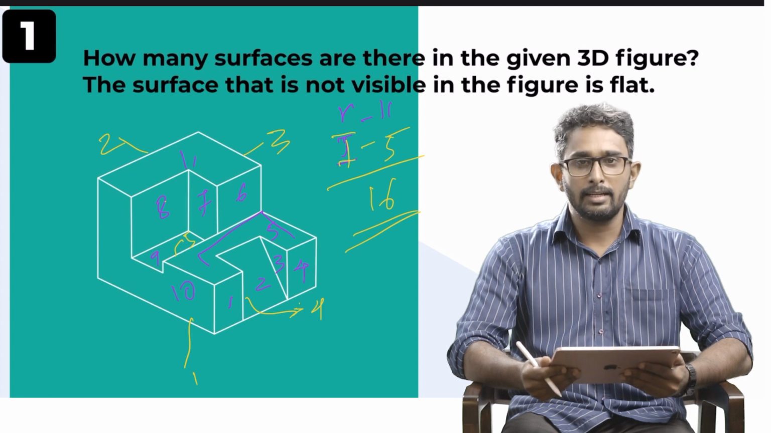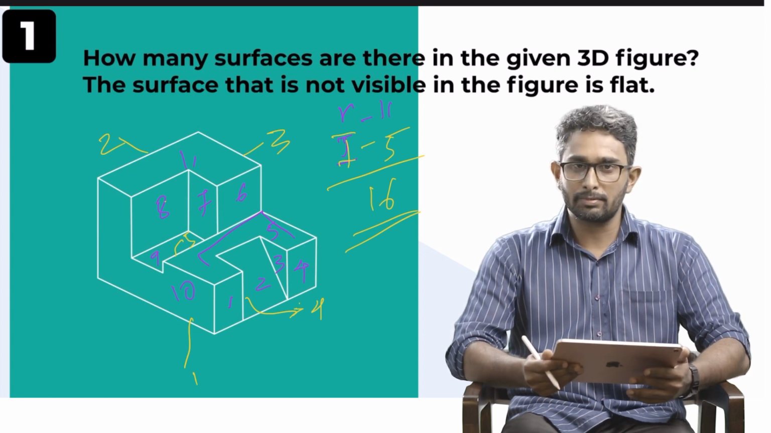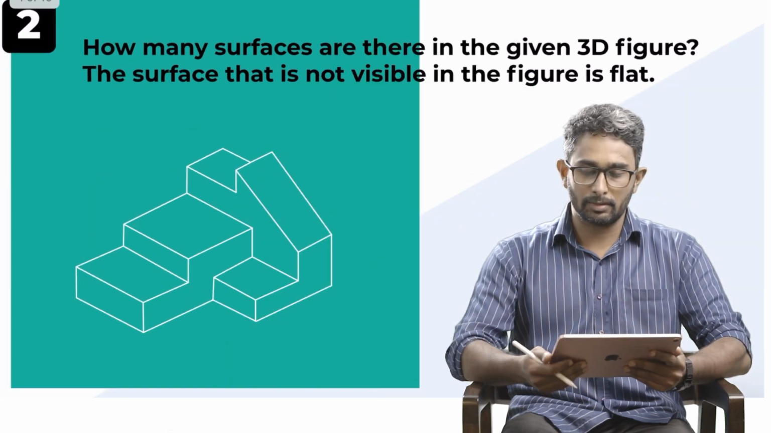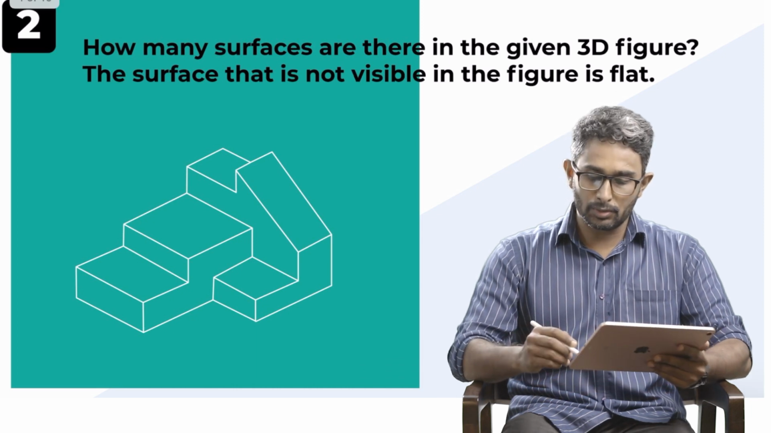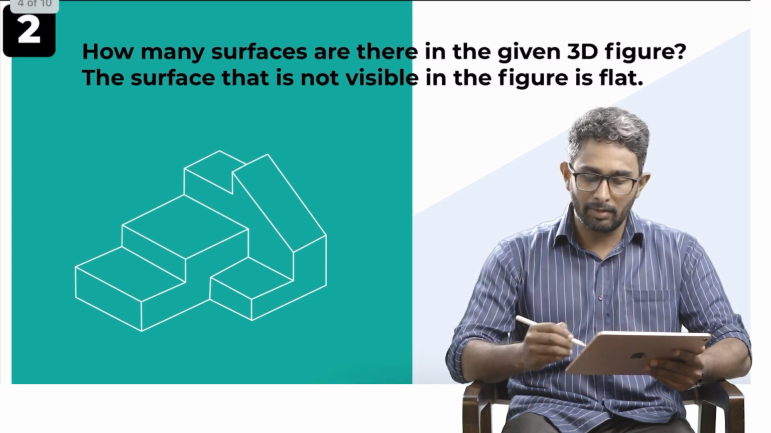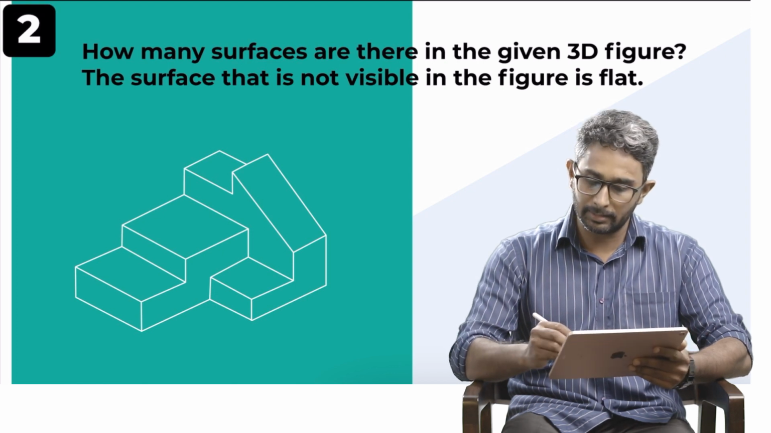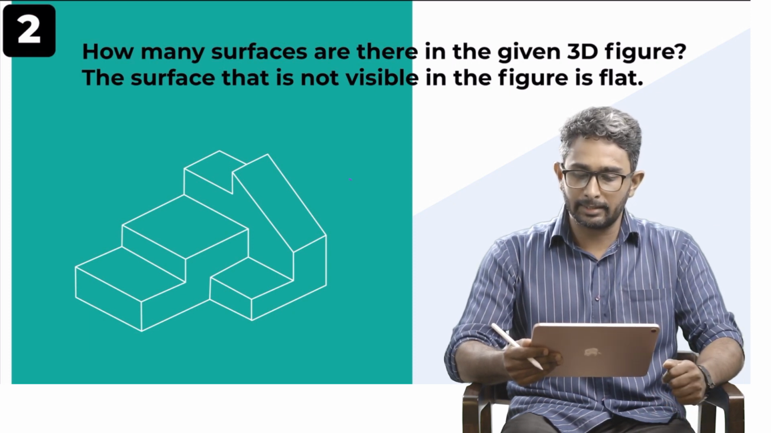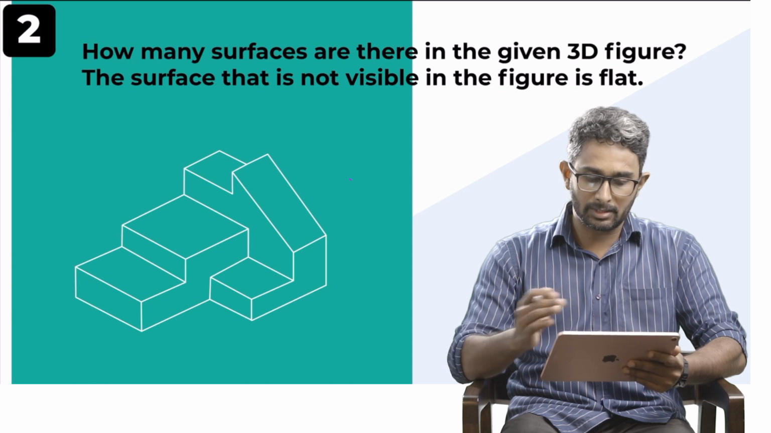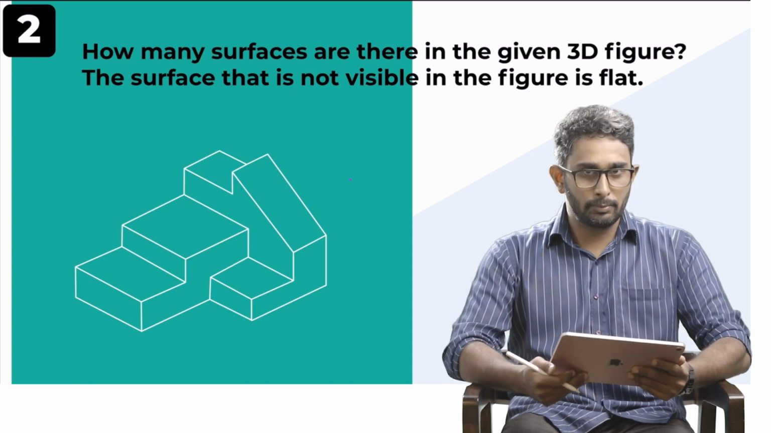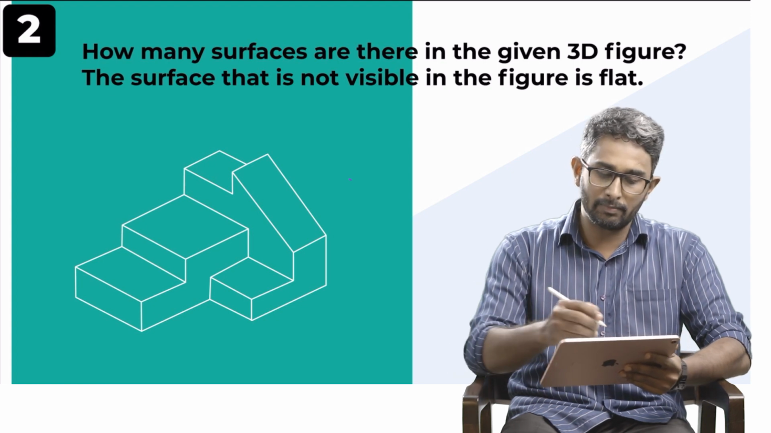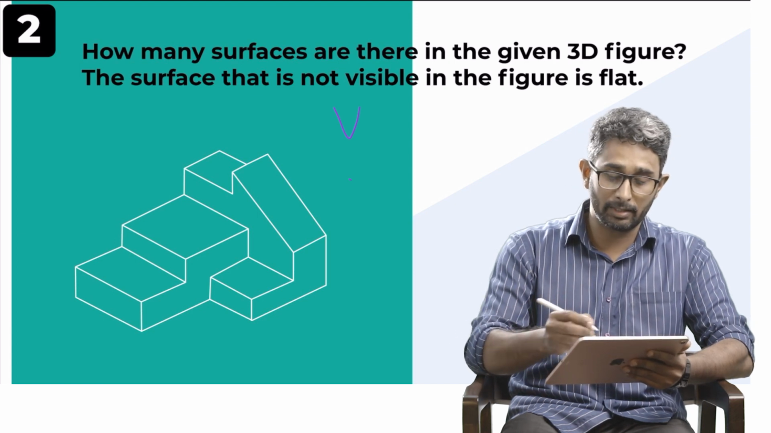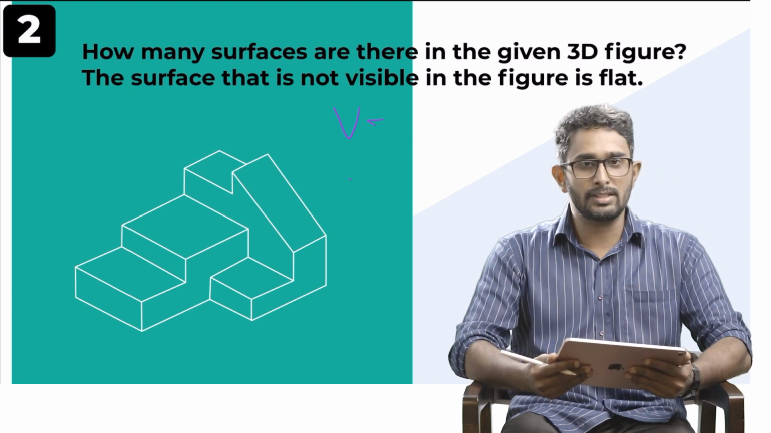Okay, I think you have got a correct idea of how to count the number of surfaces in a given 3D figure. Let's move on to the second question. This is also a similar, simple question. We have to count the total number of surfaces in the 3D figure. So let's read the question carefully. How many surfaces are there in the given 3D figure? The surface that is not visible in the figure is to be considered as flat surface. Okay, again we will be using the visible as well as the invisible surface counting method.